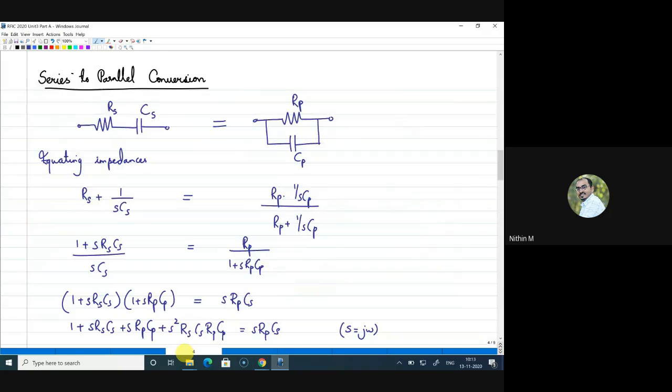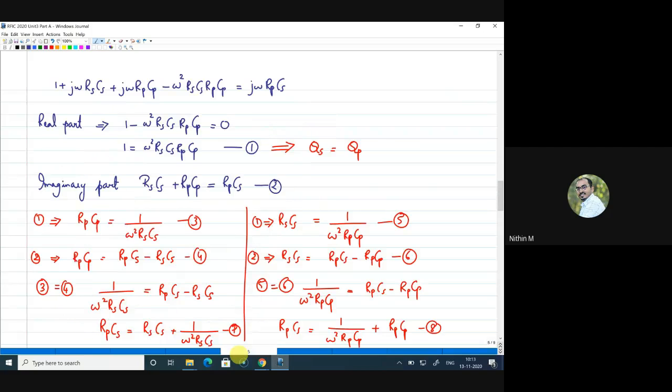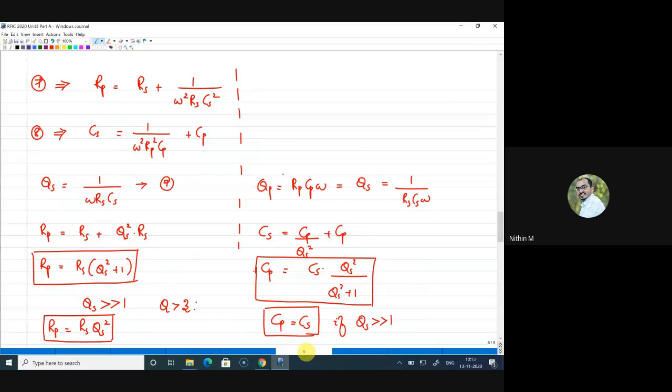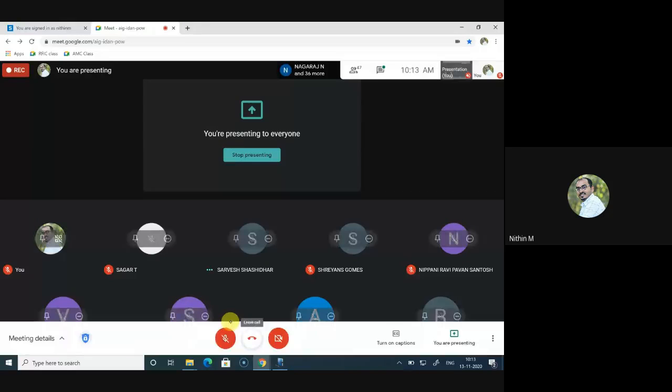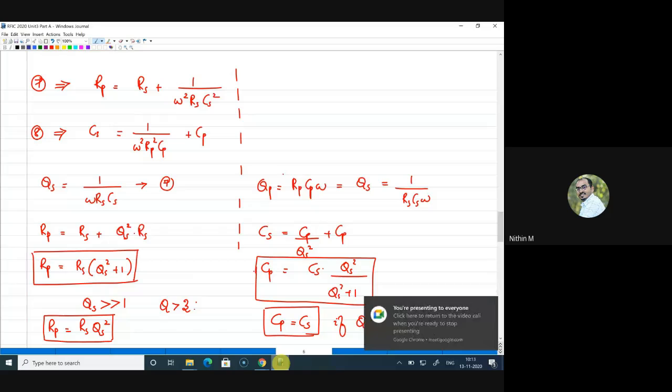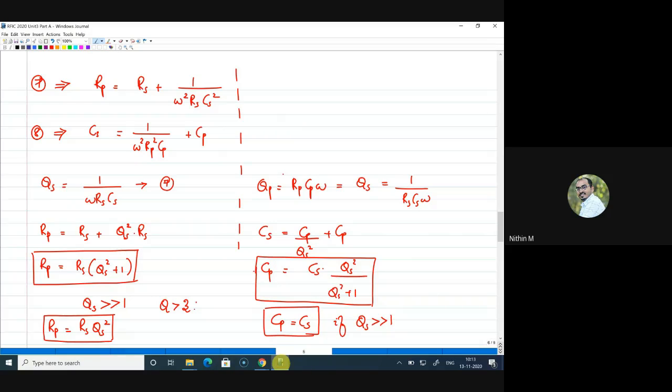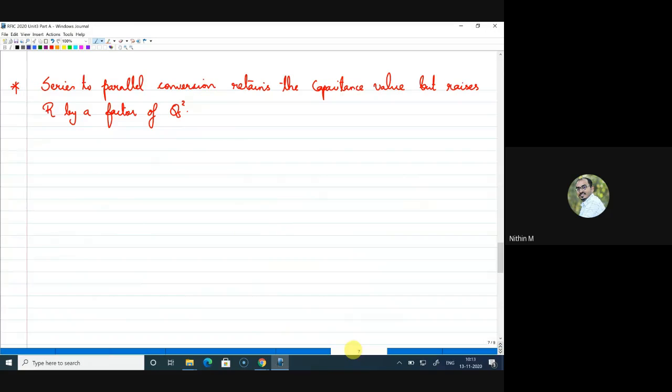After that, we looked at the series to parallel conversion, and we arrived at the values of resistance. So we arrived at the values here. The parallel resistance value RP is RS into QS square, and the capacitance value remains the same. The same is true for an RL network also.